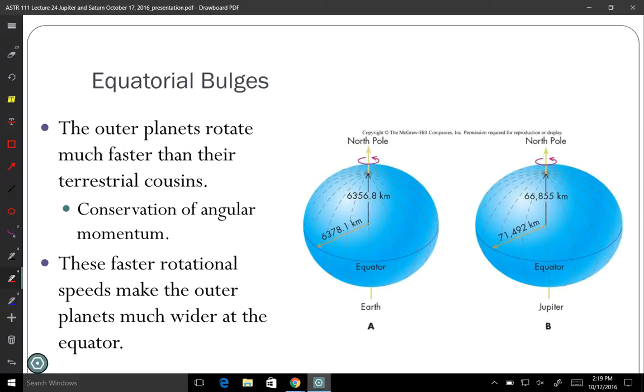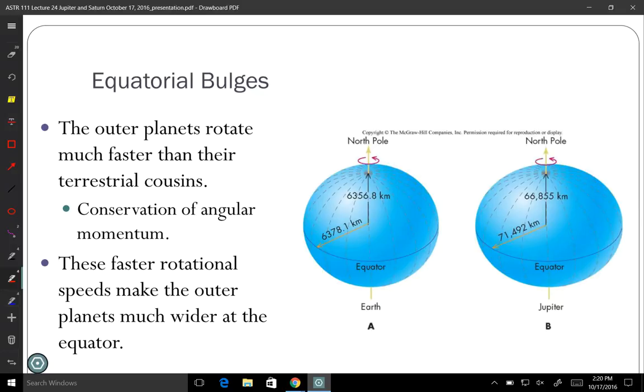Now, if we look at the shapes of the planets, we see something interesting. The planets are not as spherical as the Earth is. Isn't the Earth more X-shaped? The Earth is a little bit fatter at the equator than it is at the poles, just like me.